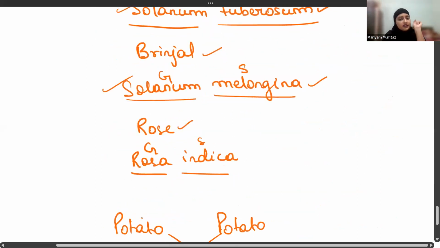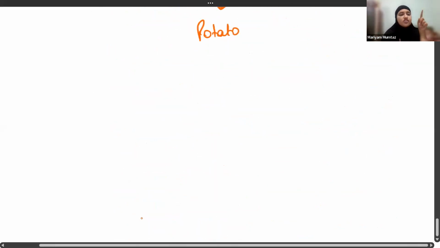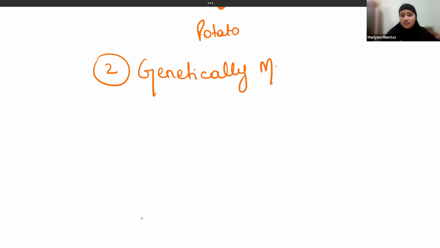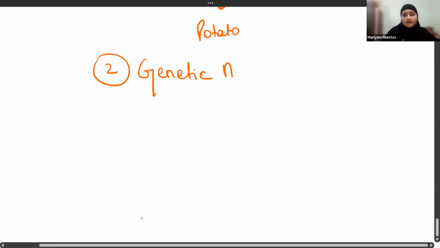Now, another method by which we can get the plant of our desired characters is by genetically modifying the crop. So the second method of getting the desired crop is genetically modifying it, or you can write down genetic modification of plant.